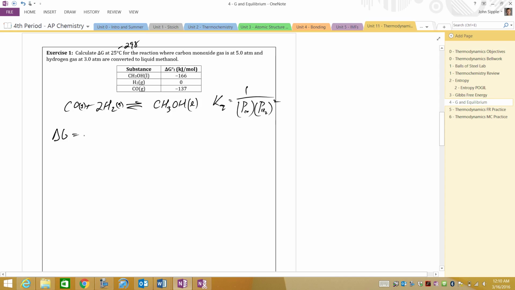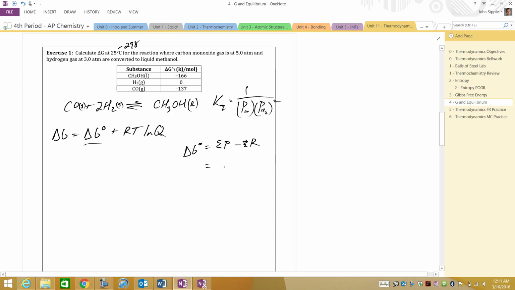Ultimately we want to find delta G, not at standard conditions here, so we're going to use the equation delta G equals delta G standard plus RT ln Q. So we have to find delta G standard. Remember, delta G standard is equal to the sum of the products minus the sum of the reactants.